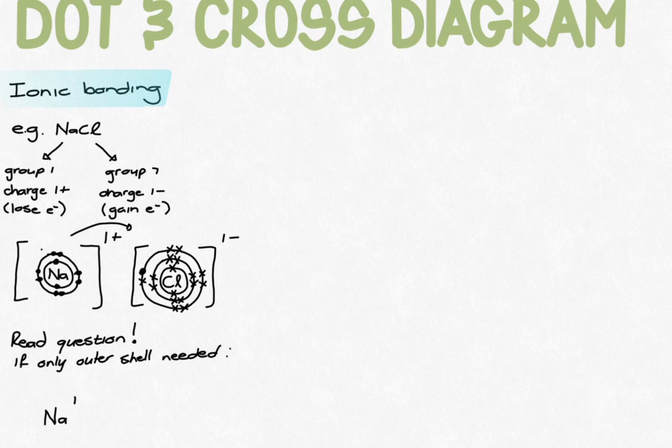We draw sodium with the 1 plus charge, showing that it lost 1 electron. And then chloride we put in square brackets with the outer shell of electrons, showing my 7 crosses and my 1 dot from sodium. Now the second type of dot and cross diagram that we need to be able to do is covalent bonding. Now covalent bonding is between 2 nonmetals and they share electrons. So the drawing would look a bit different.